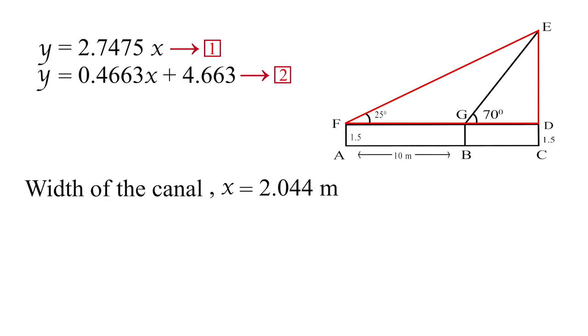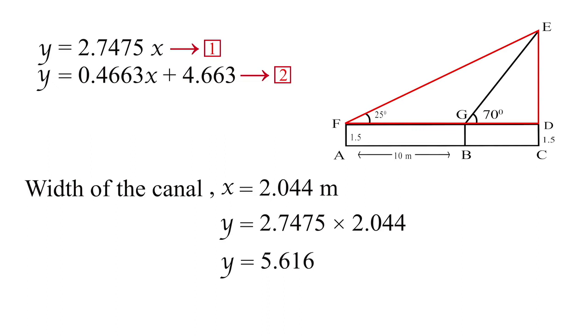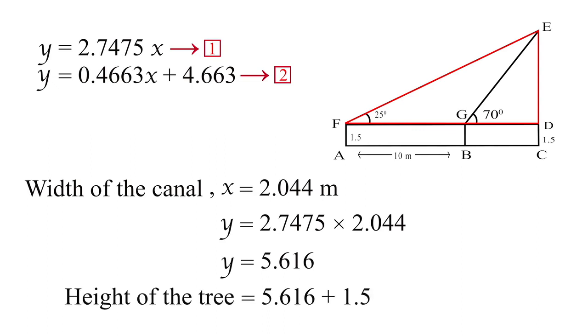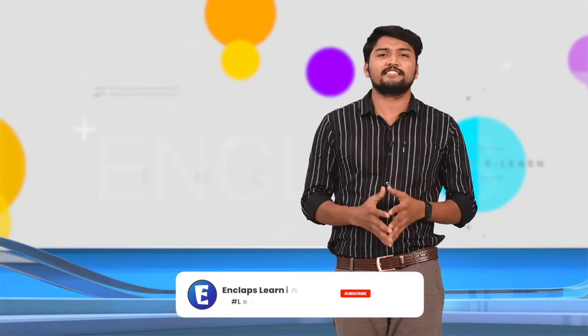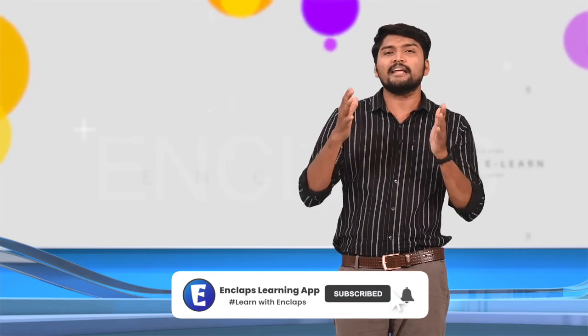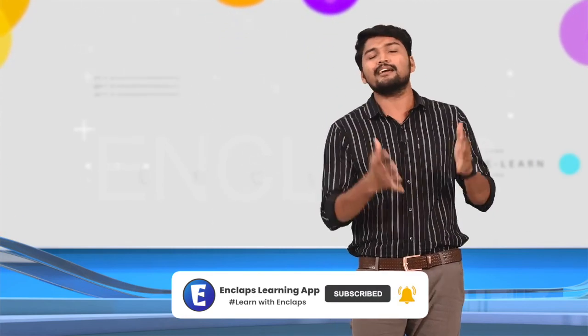Put this value in the first equation of y. Then we will get y is equal to 2.7475 into 2.044. That is 5.616. So we got the height of the tree, that is 5.616 plus 1.5, that is the height of the boy, and we get the answer 7.116 meter. Through this session, we have studied so many applications of trigonometry in real life.